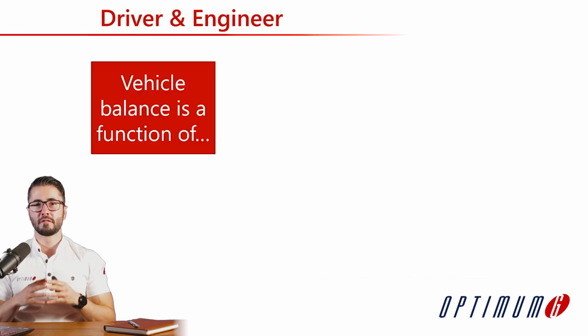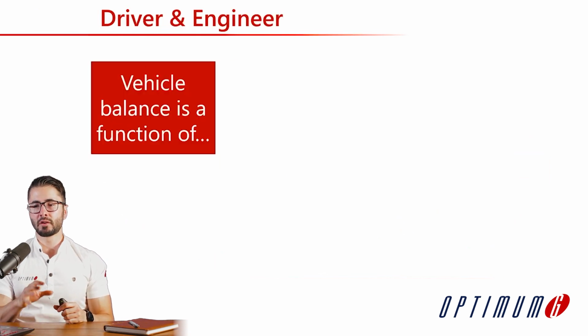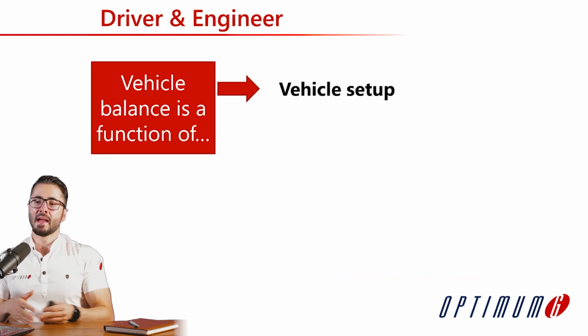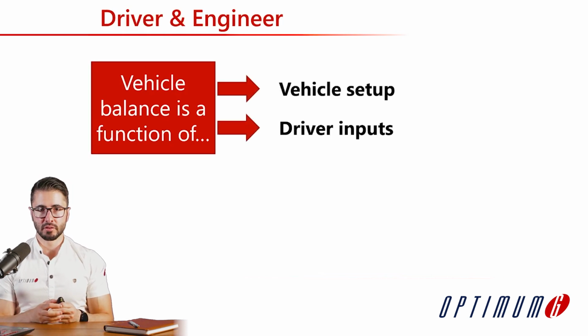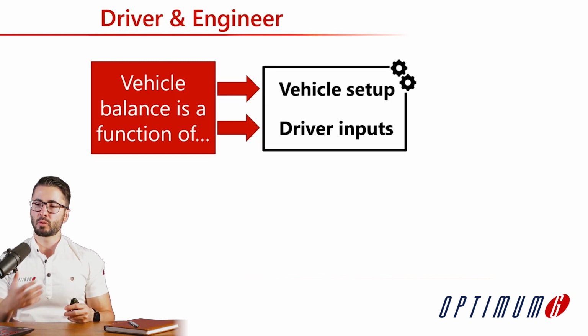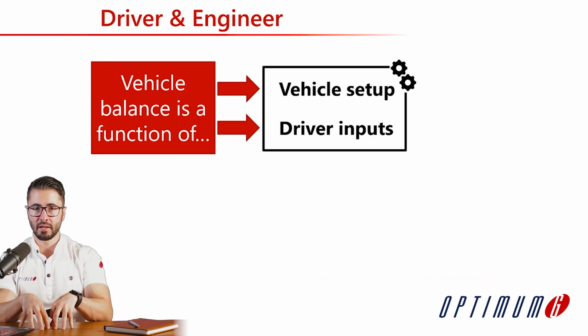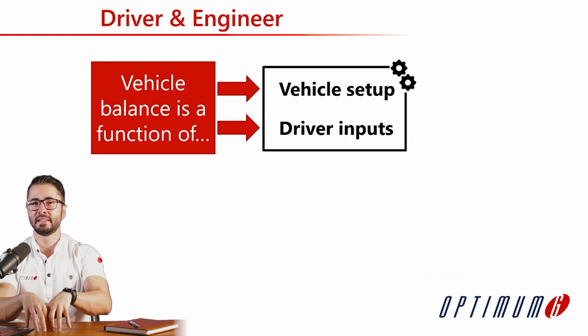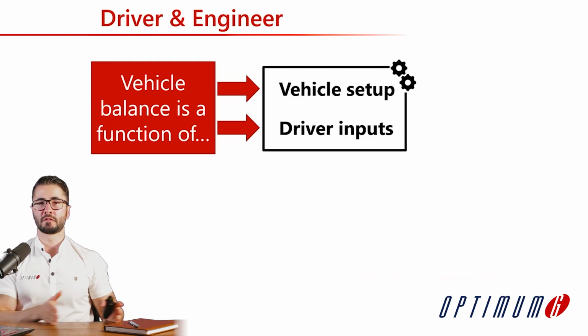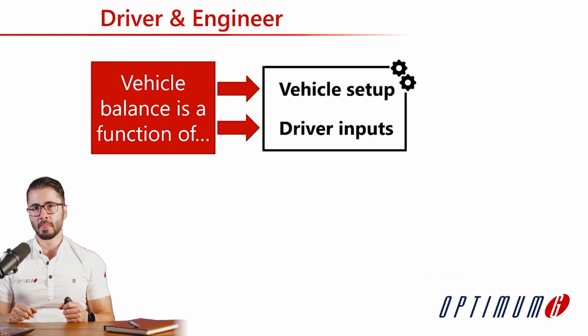Okay, so now we have it very clear that vehicle balance is a function at the same time of vehicle setup and driver inputs. And we can see that actually this is a system. And then the question is, if they are both influencing the vehicle balance, how do I come to an ideal setup? How do I find this setup? So let's discuss the responsibilities of the driver and of the engineer.